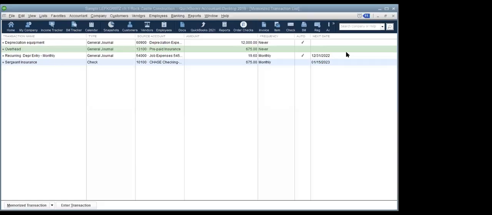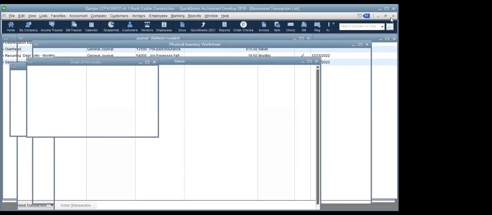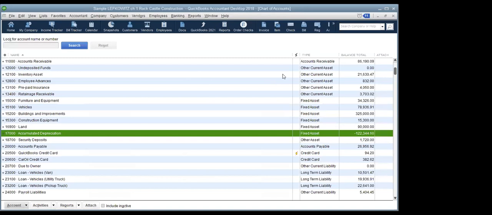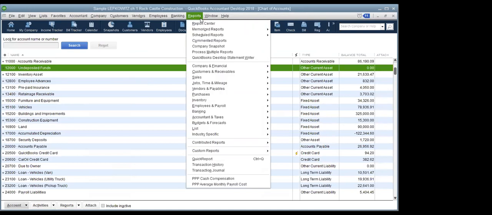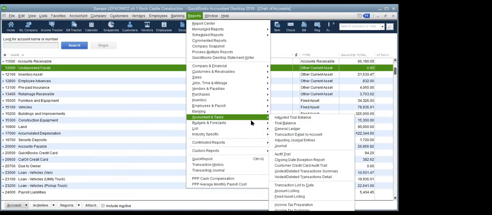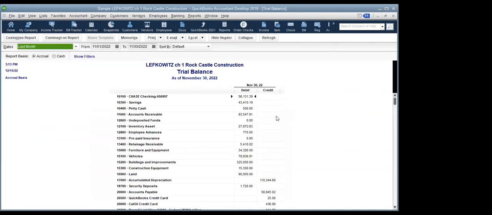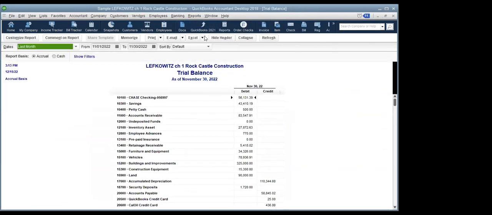So let's look at our balance sheet now. Okay, I'm going to go back to QuickBooks to show examples of transactions. So again, the first thing I would do in QuickBooks is go to reports, accountant and taxes, not adjusted trial balance, regular trial balance. Take a regular trial balance.